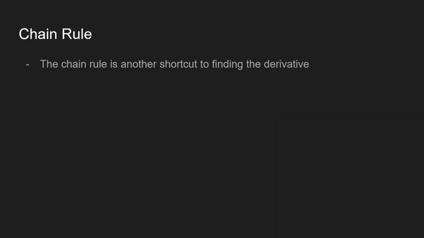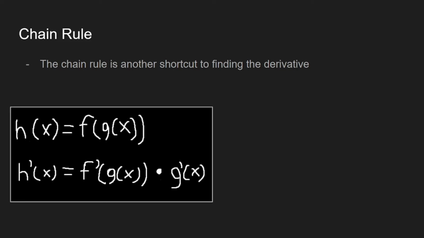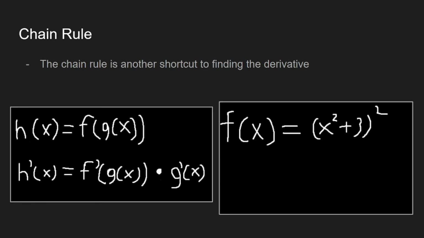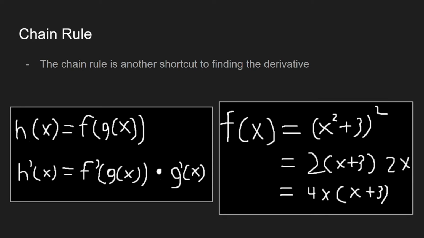Another example of a rule is the chain rule, which is used when terms or functions are being used inside one another. We take the derivative of the outer function and leave the inner function, then multiply the whole thing by the derivative of the inner function. Here's an example. We'll start with the function x squared plus 3 squared. We'll then take the derivative of the outer function, which gives us 2, leave the inner function, then multiply it by 2x, the derivative of the inner function. Then we can combine our terms, which gives us 4x times x plus 3.